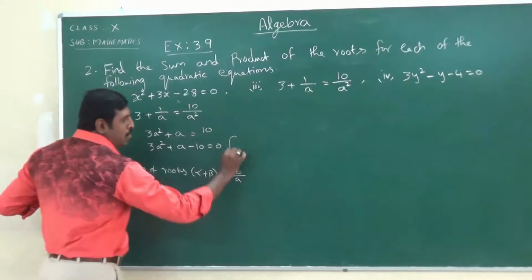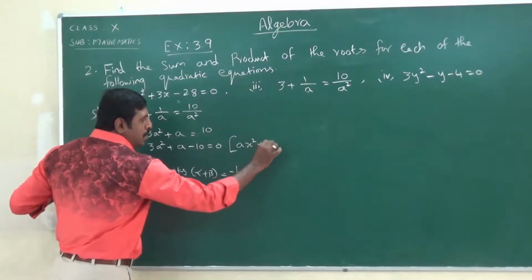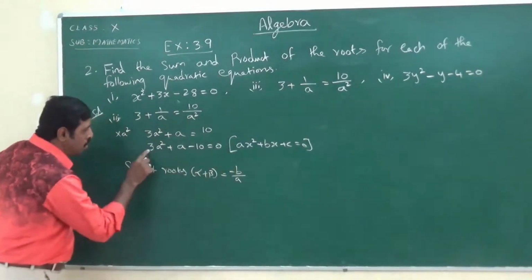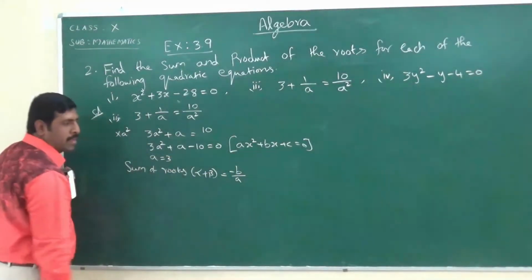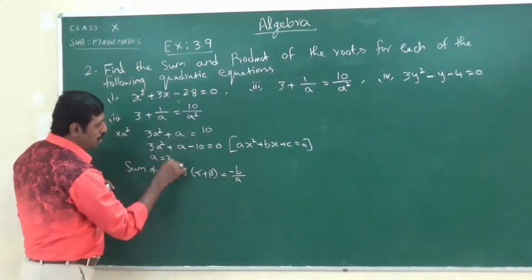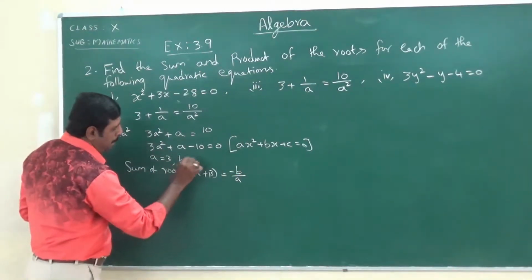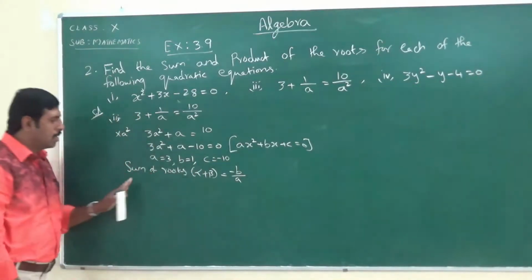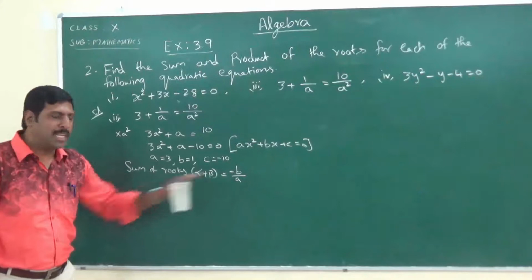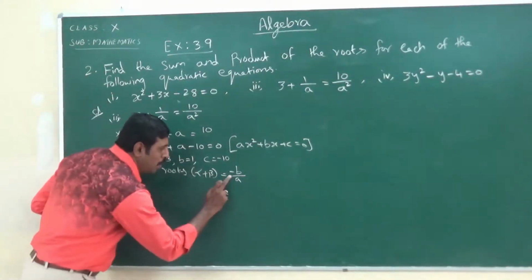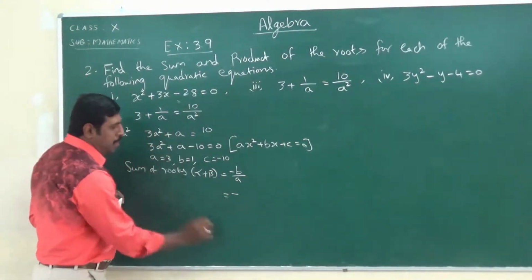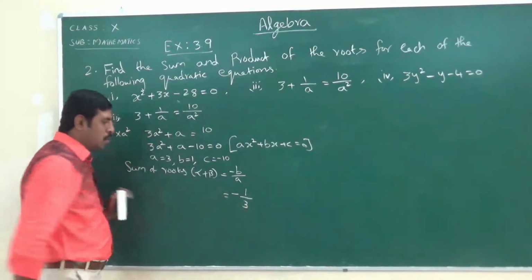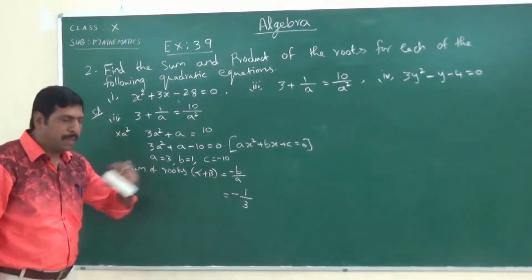Compare with the standard form of a quadratic equation, ax square plus bx plus c equal to 0. So in the place of a we have 3, and in the place of b we have 1, the coefficient of x, right? And in the place of the constant term c we have minus 10. The sum of the root alpha plus beta is equal to minus b by a. Here we have the formula with minus, and the value of b is 1 divided by the value of a is 3. So the sum of the root is minus 1 by 3.